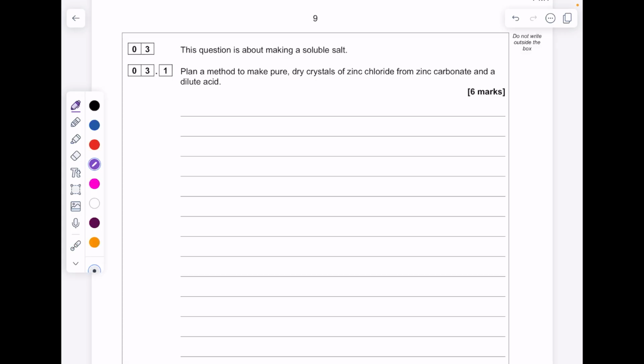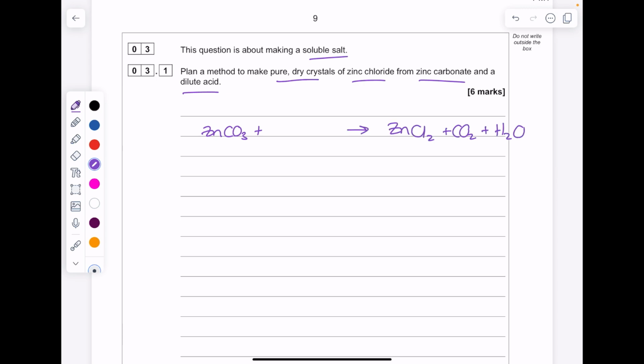This question is about making a soluble salt. Plan a method to make pure, dry samples of zinc chloride from zinc carbonate and a dilute acid. If we actually look at the equation, we're using zinc carbonate, we need an acid, and we're making zinc chloride. So what acid must it be? If it's a chloride, it must be hydrochloric acid. So there's our equation.